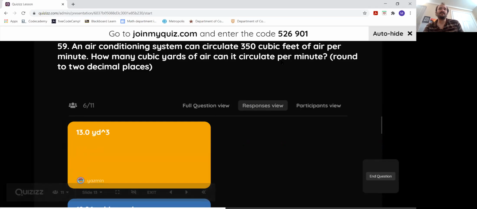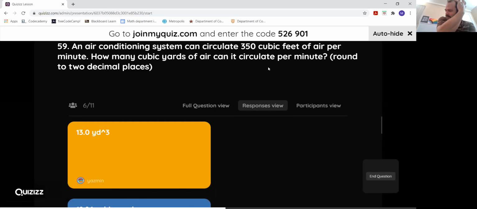But if 1 yard is 3 feet, 1 square yard is 9, or 3 squared, square feet. And if we go to cubic, we have to cube 3. So 3 times 3 times 3 should give us 27. So the factor we're looking for is 27. We should be dividing 350 cubic feet by 27. Ooh, wait. I think I have this spelled out in the next slide, now that I remember it.